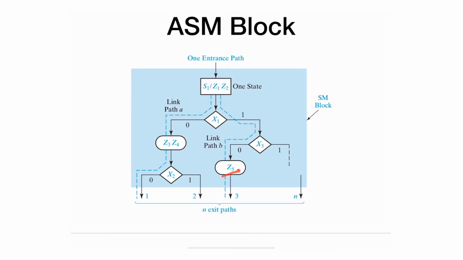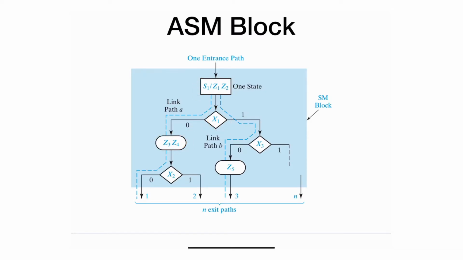Z5 will only be asserted if you are currently in S1 and it just happens that X1 and X3 are both asserted. They depend on the inputs. Then from there you go to whatever path is next. I follow what we call a link path, from the input to a certain output. Through an ASM block you might have different ones. For example, I might have something like this, and these are very similar. Z3 and Z4 tell me that when you are in S3 and X1 is deasserted, because it has to be 0, Z3 and Z4 will be asserted and set to 1.